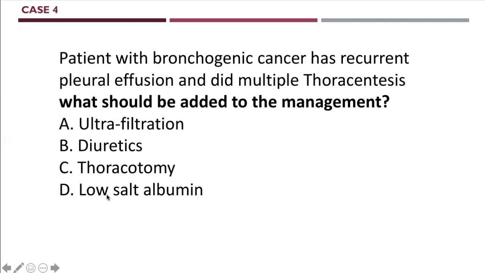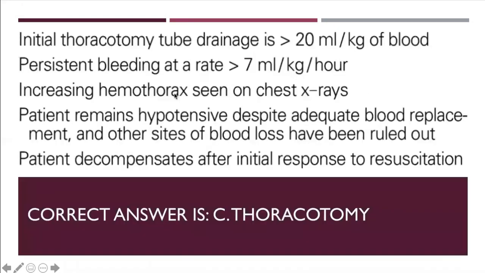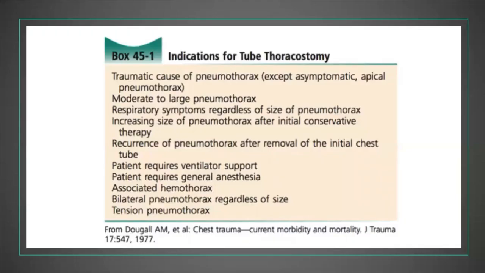Indications for thoracotomy: bleeding at a rate more than 7 ml per kg per hour, or increasing hemothorax seen on the chest x-ray, or if the patient remains hypotensive despite adequate blood replacement, or other sites of blood loss have been ruled out, or the patient decompensates after initial response to resuscitation. Same for the thoracostomy that I just mentioned.